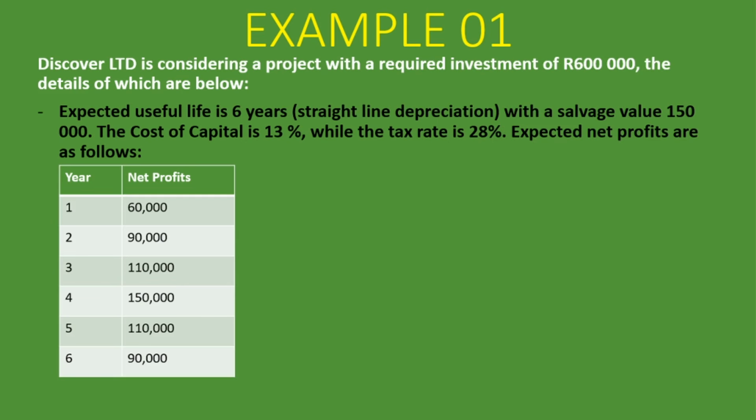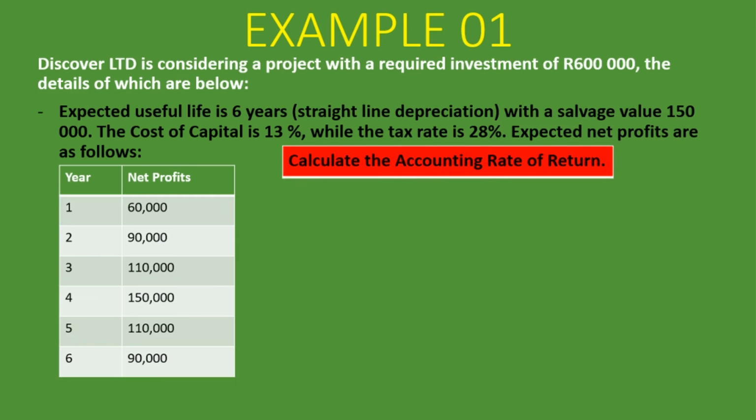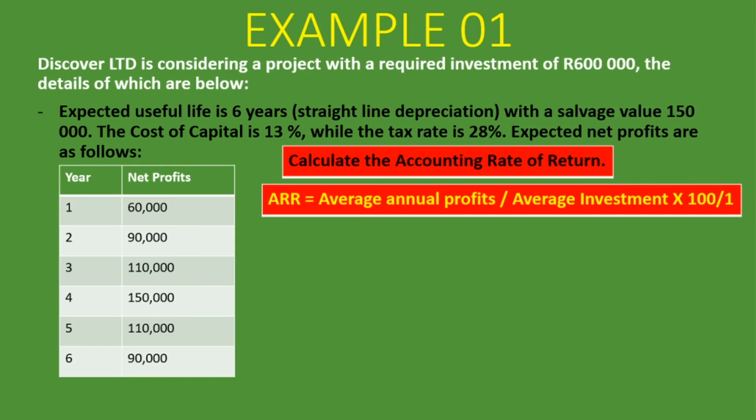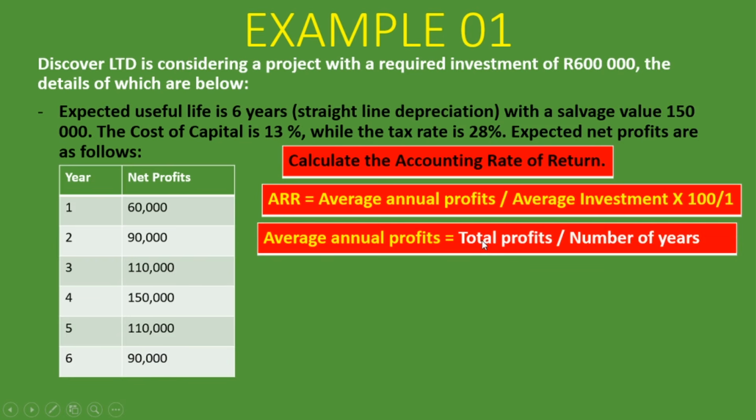So I hope you have tried it on your own. Let's take a look at that formula again. The requirement here is to calculate the accounting rate of return. The formula is the average annual profits divided by the average investment multiplied by 100 divided by 1. And we had said that the average annual profits is the total profits achieved divided by the number of years.